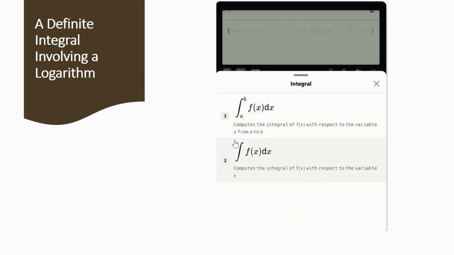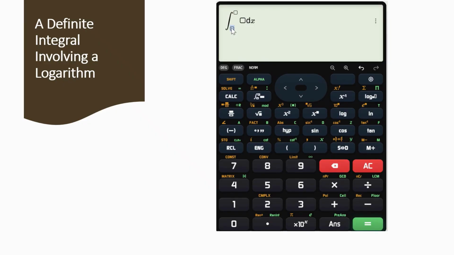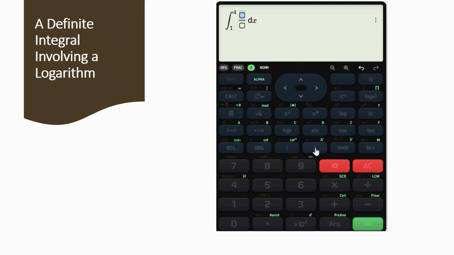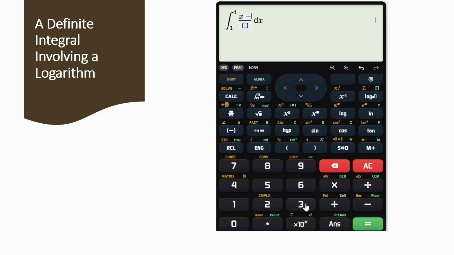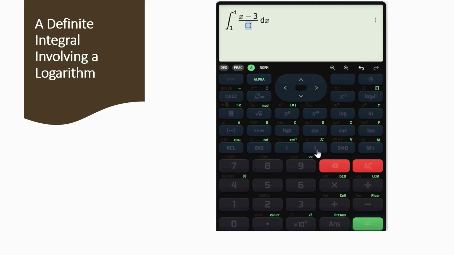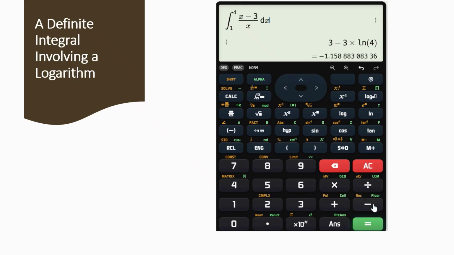Let's enter the integral, and our lower limit is 1 and our upper limit is 4, and let's enter the fraction, and you have alpha x minus 3. Even if it is t, you will have a default variable as x in the calculator, over alpha x, which is equal to negative 1.158883. You can round it off, negative 1.16 or negative 1.159.